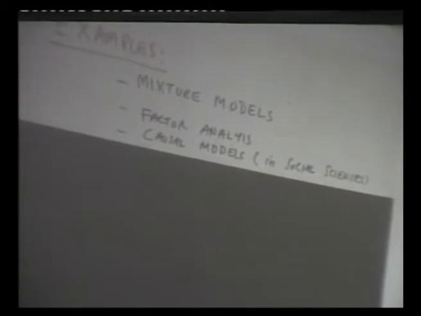Okay, so examples are mixture models. You can put them in this framework very easily. Factor analysis, and causal models. This area has been around in social science for a long time, causal modeling. And that's something we have to be careful about. When you say causal model, it doesn't mean you can discover causes from statistical analysis.